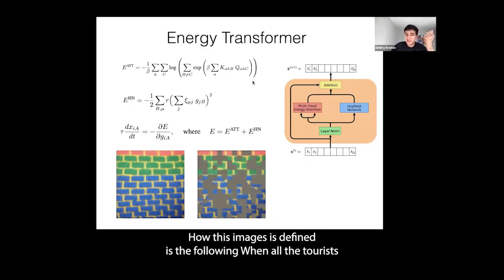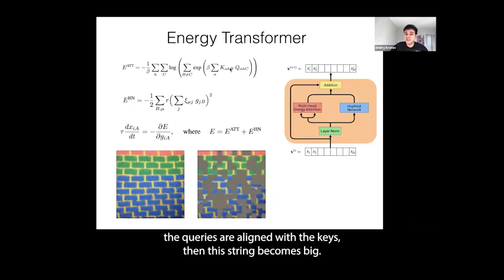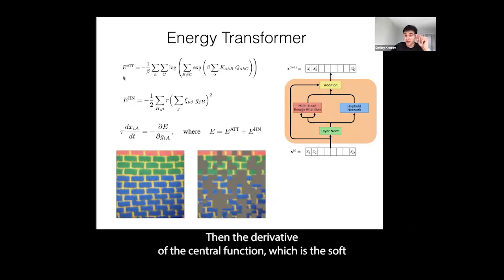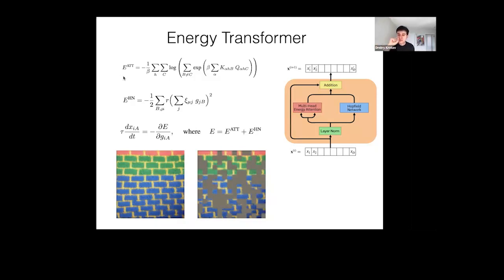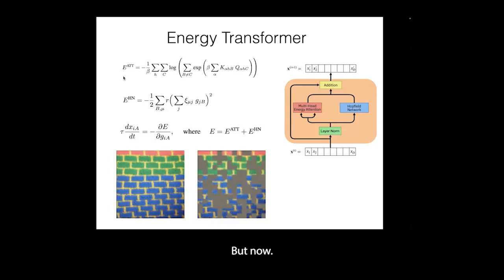And the way this energy is defined is the following: when all the queries are aligned with the keys of other patches. Because if the queries are aligned with the keys, then this term becomes big. And when this term becomes big, then the derivative of this energy function, which is the softmax, becomes very peaky. I don't know if I've answered your question, or some other question that I have created myself, but that's roughly speaking.